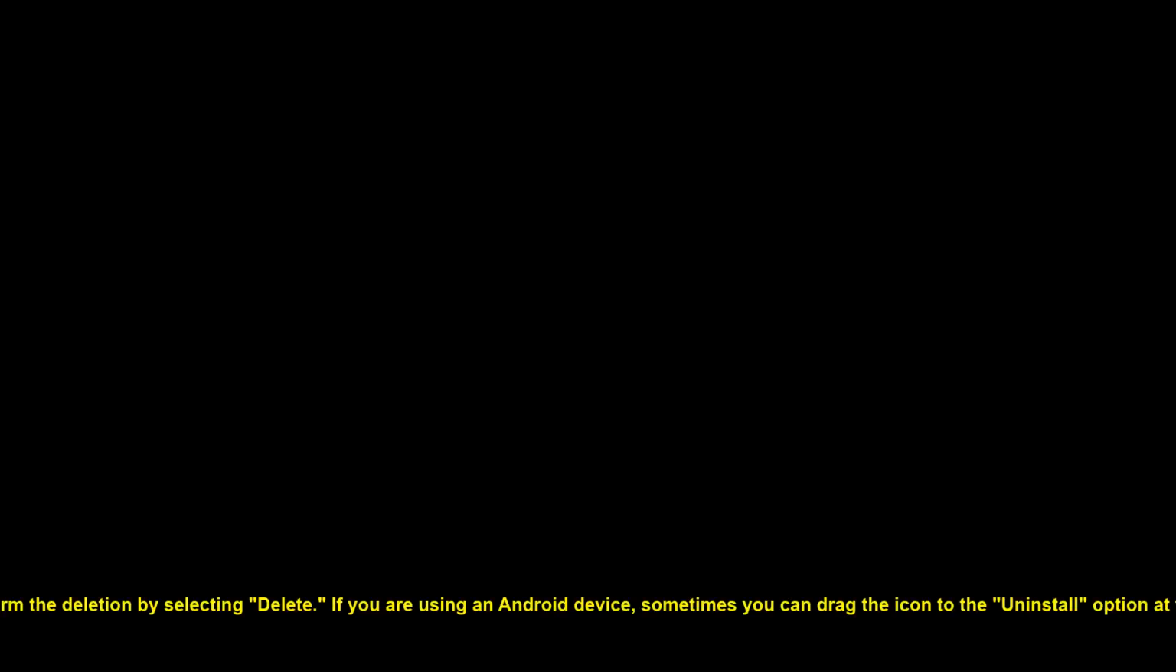Then, look for the small X in the corner of the app icon. Tap the X and confirm the deletion by selecting Delete. If you are using an Android device, sometimes you can drag the icon to the uninstall option. Once you have confirmed the uninstallation, the app will be removed from your device.